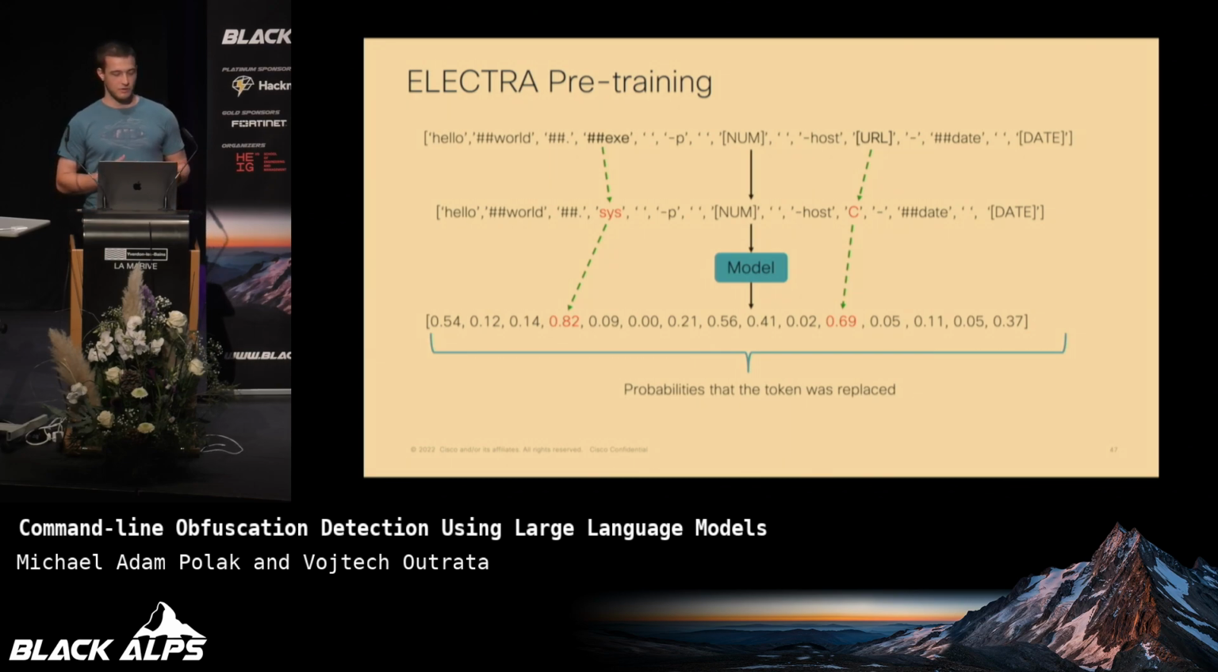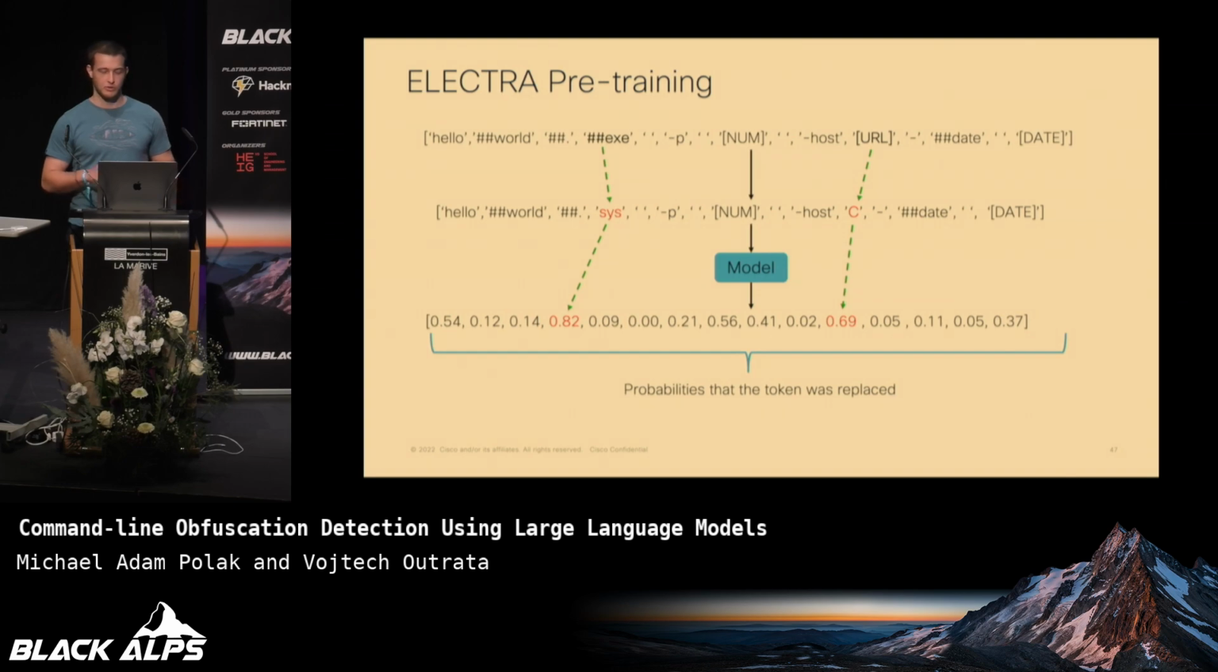You have your pre-processed and tokenized command line. So it's just a bunch of tokens in a sequence. And let's say you take 15% of them. So in this case, you would choose the #exa token and the URL token. You would, in a simplified manner, randomly replace them with other tokens, such as the #exa getting replaced with the sys token, and the URL token getting replaced with the uppercase C token.